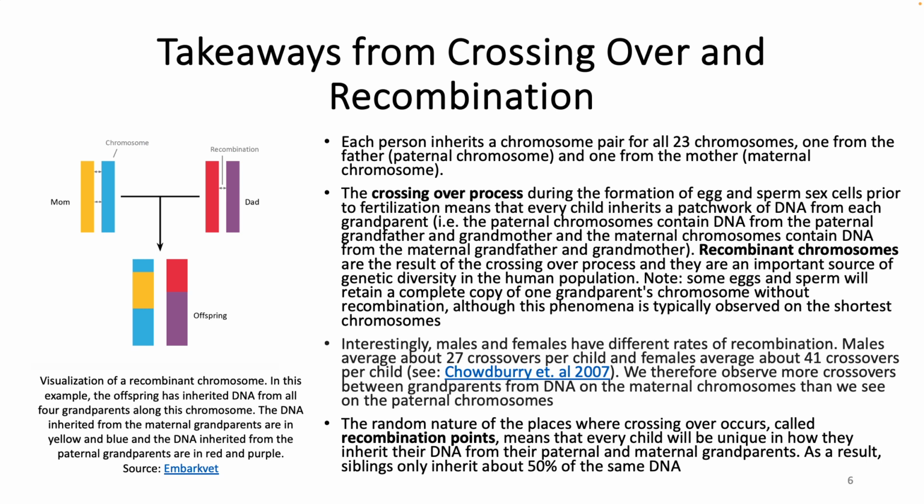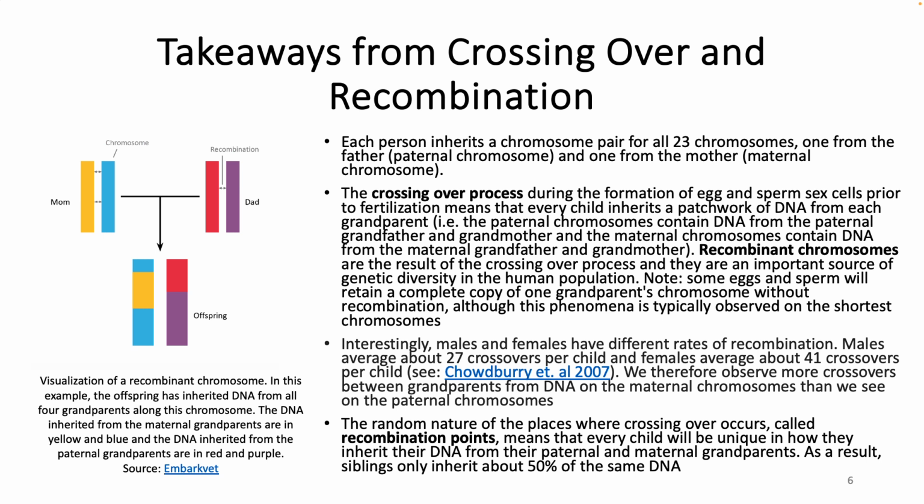Now, I also want to add here that because of recombination, DNA inheritance is not so simple when we think about it from beyond the parent level. So we always talk about how a child inherits 50% of their DNA from the father and 50% of their DNA from the mother. That is true. But it is not the case that each child is guaranteed to inherit 25% of their DNA from each grandparent.